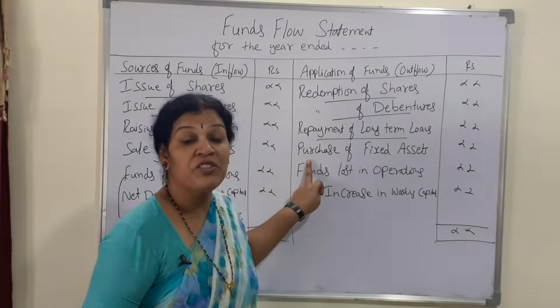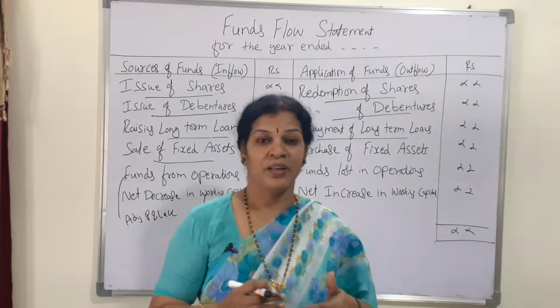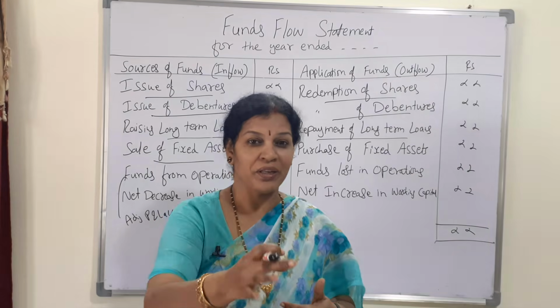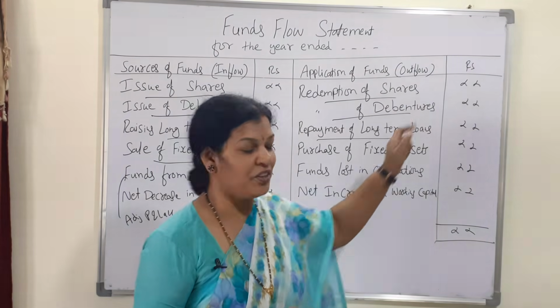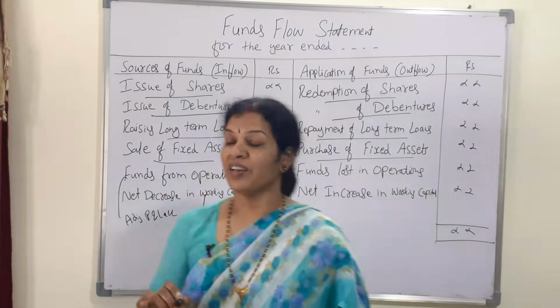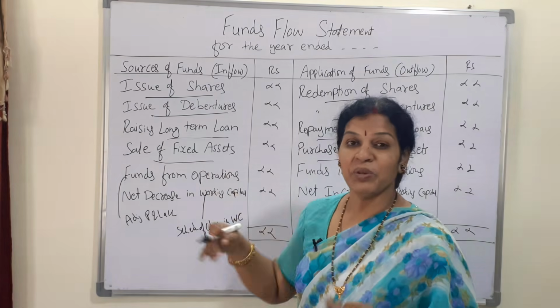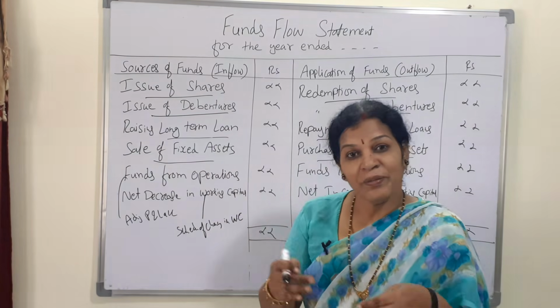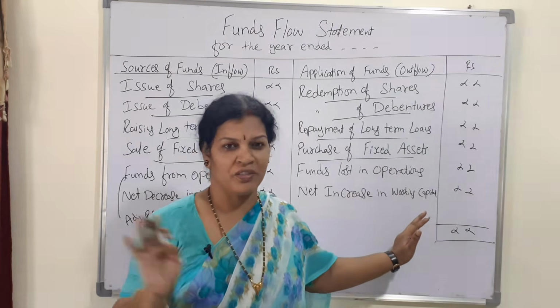Next one, purchase of fixed assets. Whenever we are purchasing any asset, purchasing means money is going out, funds are going out. It's an application. Purchase of fixed assets is application. Sale of fixed assets is a source. Whenever we are selling, it's inflow. When we are purchasing, it's outflow, the opposite.